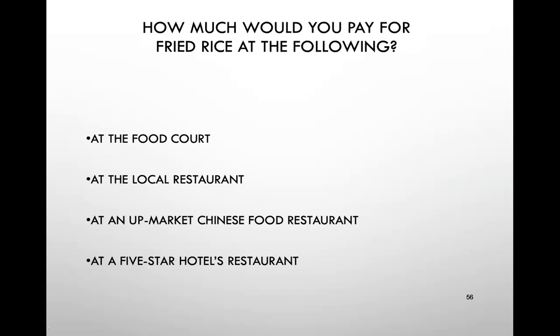Okay. What about at the local restaurants? Higher? Lower? 12, maybe? The restaurant more. Right, okay. Fair enough. What about an upmarket Chinese food restaurant? Would the price go up or would the price be the same? Higher. So the price goes up. Okay. What about at the 5-star hotel restaurants? Higher again. 20? Yeah.